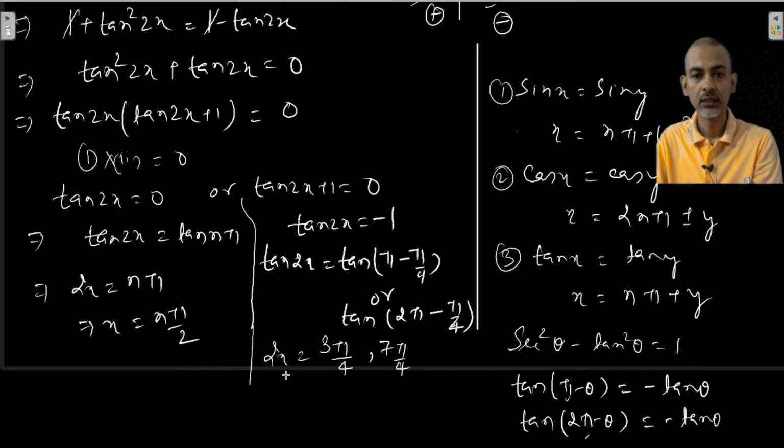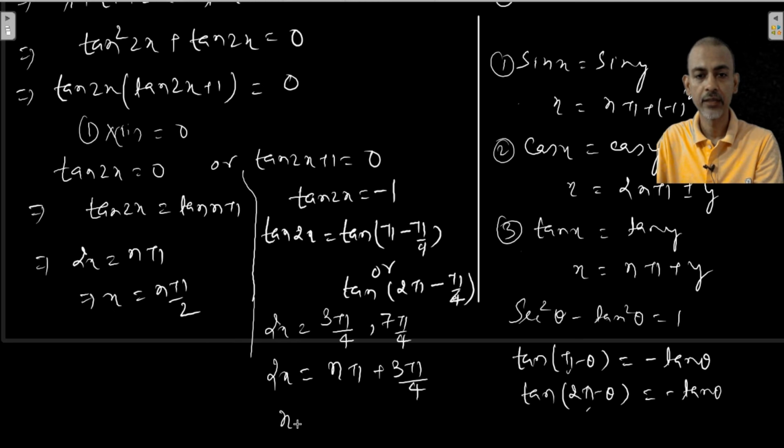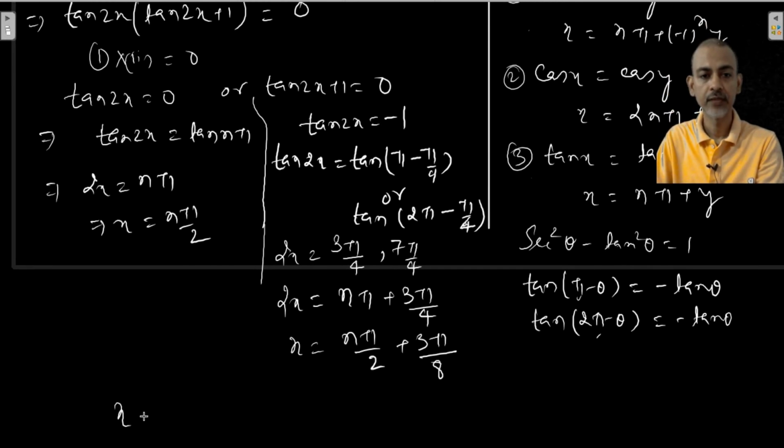Given this, I can write 2x equals, my general solution will be n pi plus 3 pi by 4. Given this, I can write x equals n pi by 2 plus 3 pi by 8, because 2 will go and divide, so 4 into 2 will be 8. So with these two, what we have got is x equals n pi by 2, and the second solution is x equals n pi by 2 plus 3 pi by 8.